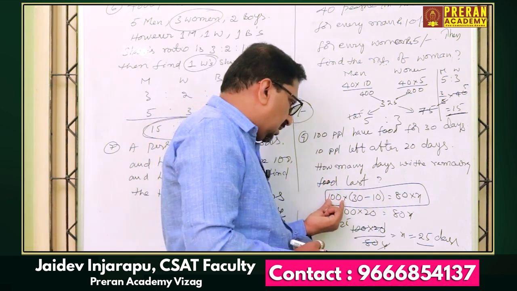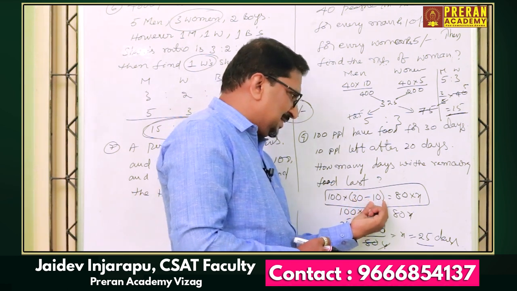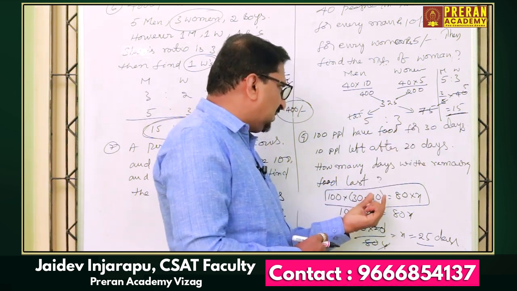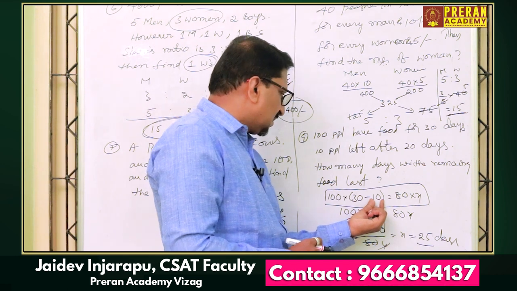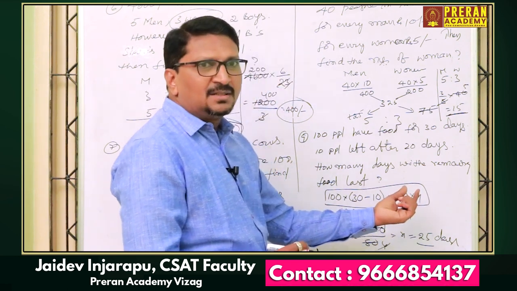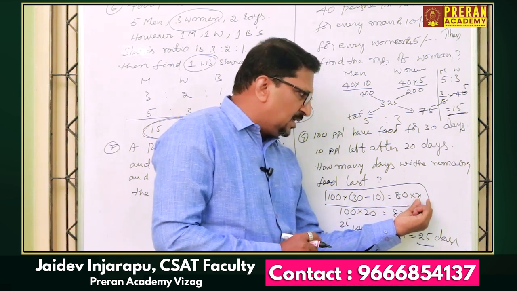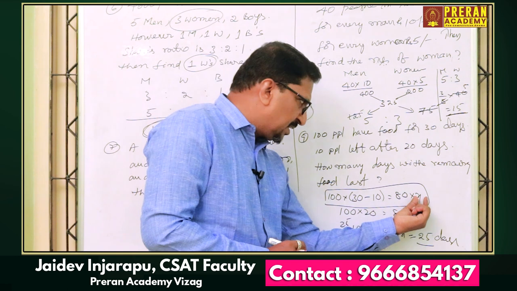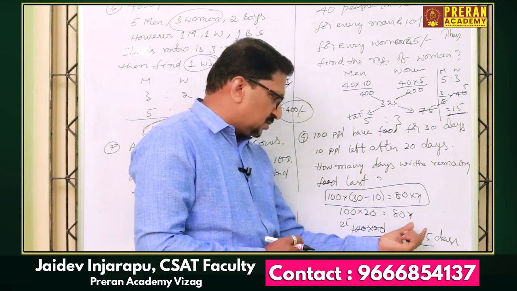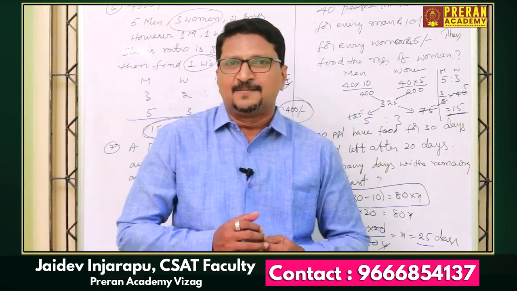Now, for 100 people, for 30 days, food is there. But after 20 days, 10 people left. So 30 minus 10 I have written, which is equal to 80 into x. That means the remaining people and the remaining number of days. So this number of days I am going to calculate. So 100 into 20 equals 80x. Therefore x equals 25. This is how we need to calculate.